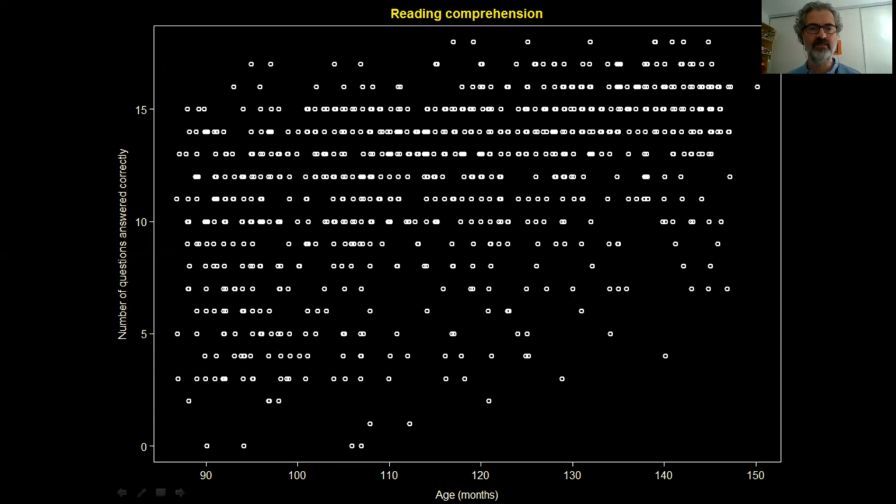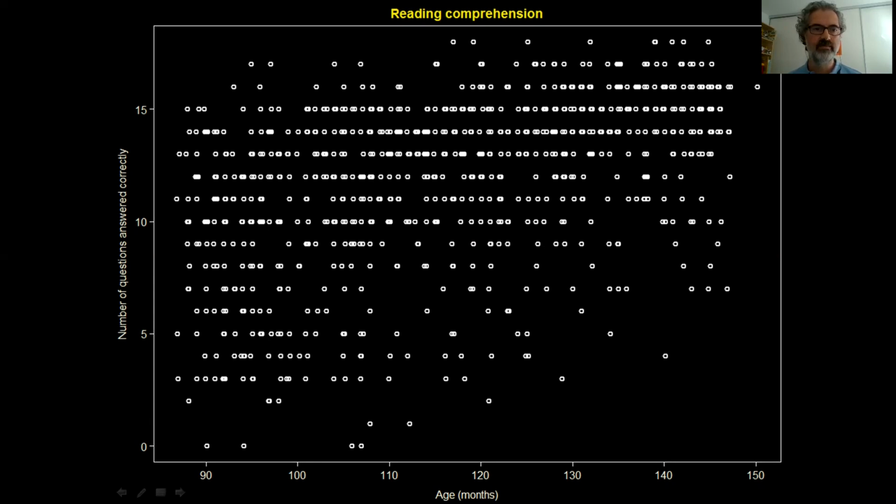But we see that the shape of this relationship is very different from the previous one. It's different in two ways. The first way in which it's different is that the band or the range of performance is very much wider. So if you know the age of the child, you can still make a better guess than without the age, but the improvement from knowing the age would be smaller.